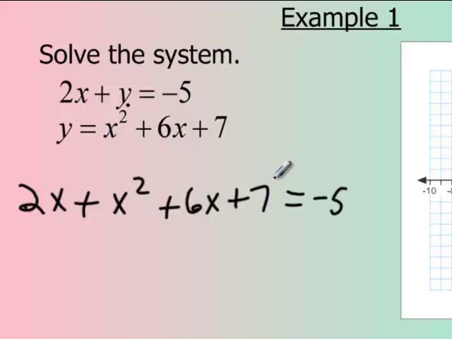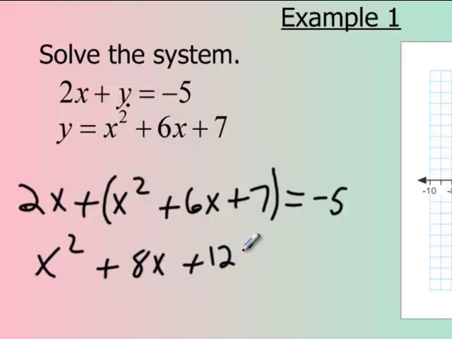Now it's a good idea to use parentheses here because if this was a minus sign, you'd have to distribute that throughout this expression. But since that's not the case, it's not going to have an effect, but it's still a good practice to put parentheses around anything that you're substituting into an equation. Okay, so now all I'm going to do is solve this quadratic. I'm going to start off by setting it equal to 0 and simplifying. So I'll be left with x squared plus 8x plus 12 is equal to 0.